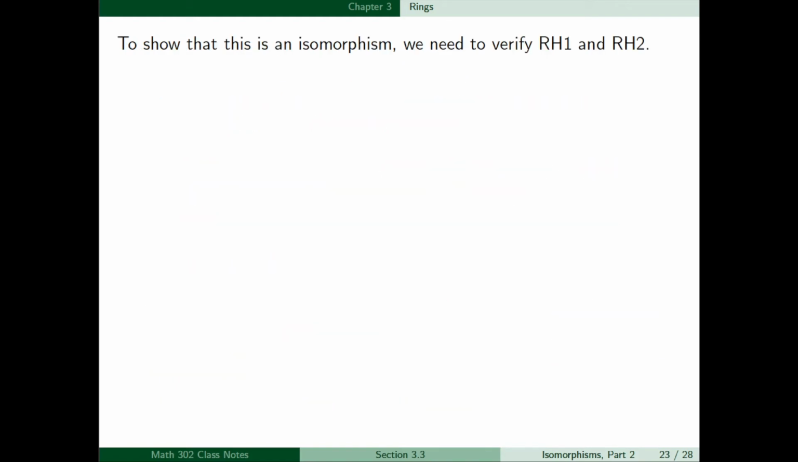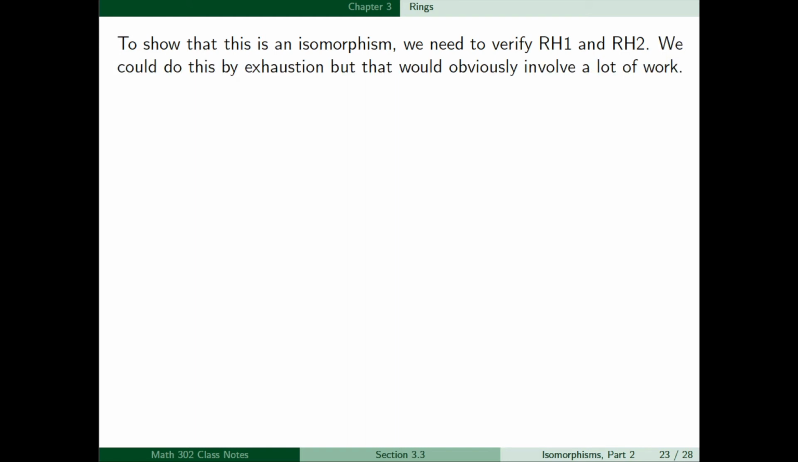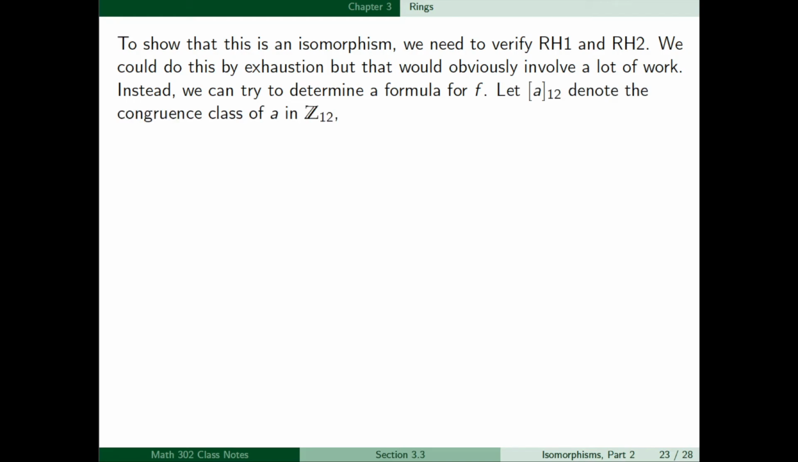To show this is an isomorphism, we need to verify RH1 and RH2. We need to show that it's a homomorphism. Now we could do this by exhaustion, but that would obviously involve a lot of work. Instead, we can try to determine a formula for f. So let's let A sub 12 denote the congruence class of A in Z12, and A sub 3 will be the congruence class of A in Z3, and A sub 4 will be the class of A in Z4.